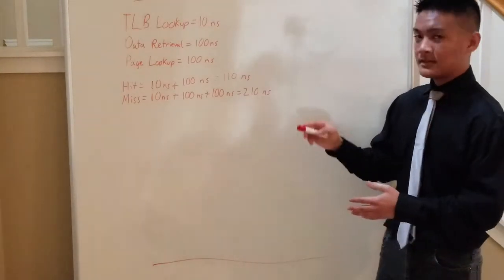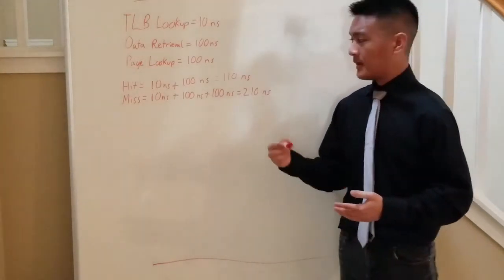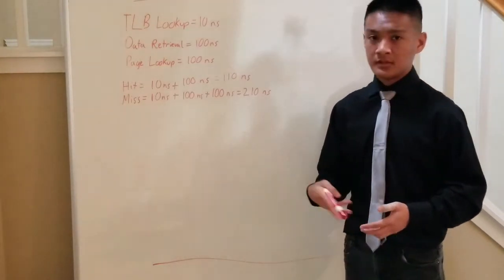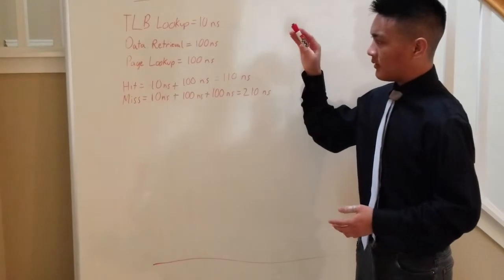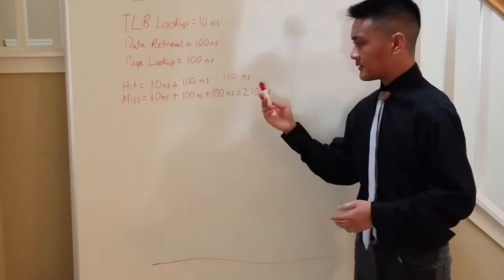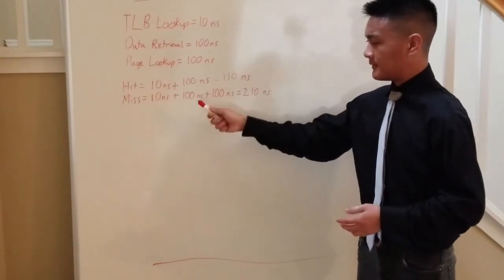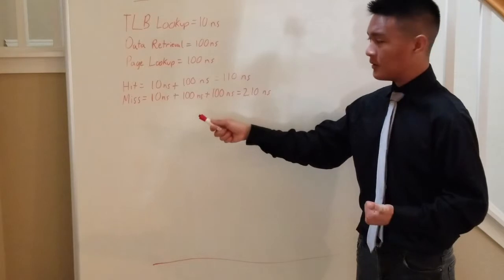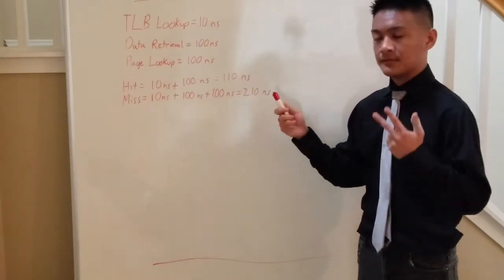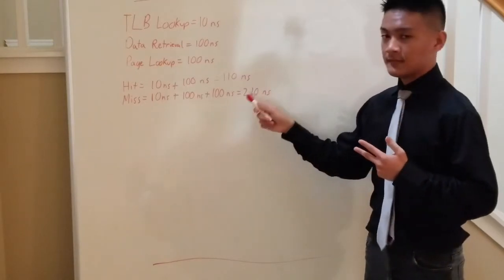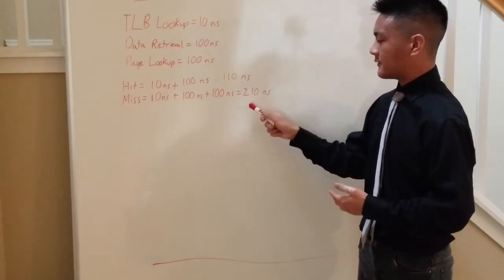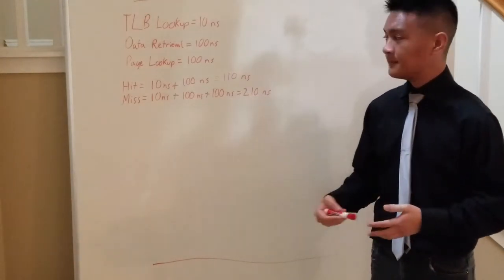Also, I'd like to point out that we've only been working with a one-level page table. With multi-level page tables, 2, 3, and so on, we have to add another 100 nanoseconds per level. So with the TLB miss, we'll have 10 from the TLB lookup. We'll have data retrieval, 100 nanoseconds. And then we'll have level 0 of the page table, and then level 1 of the page table as well. So we'll have an increase of 100 nanoseconds per additional level.